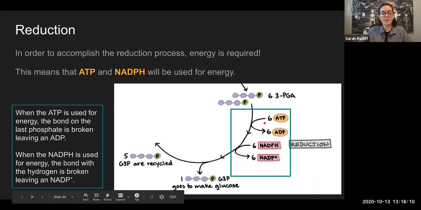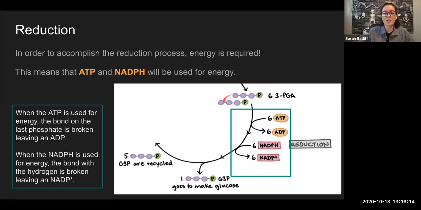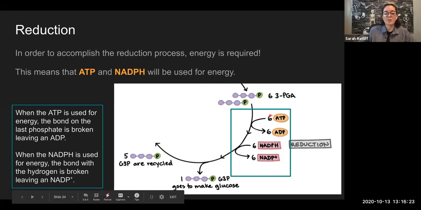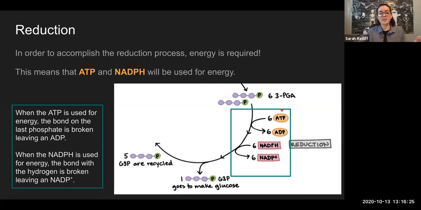So here's a different look. We have some energy going on here. So we have our 6 molecules of 3-PGA. I know there's only 2 shown here, but there are 6 of them. And here is the energy we're using. So there are 6 of these molecules, so we need 6 ATP. One of those phosphate groups is going to be broken to get energy to do that. And we'll be left with 6 ADPs.